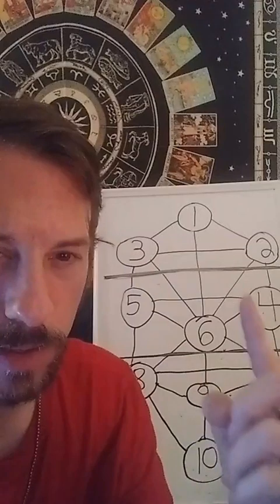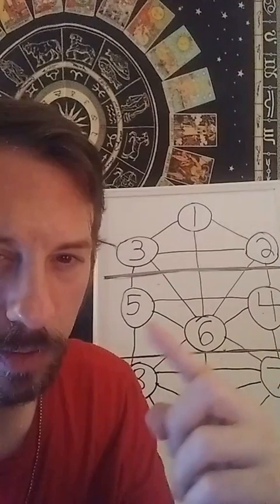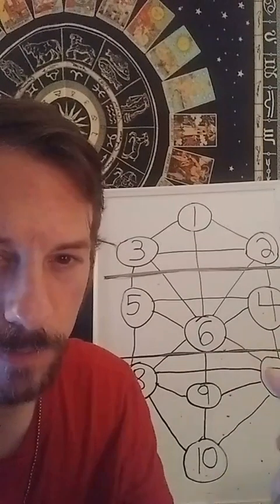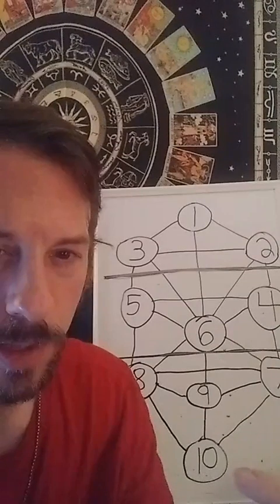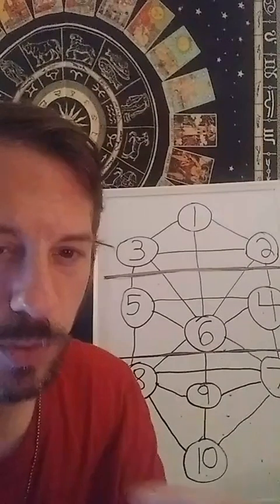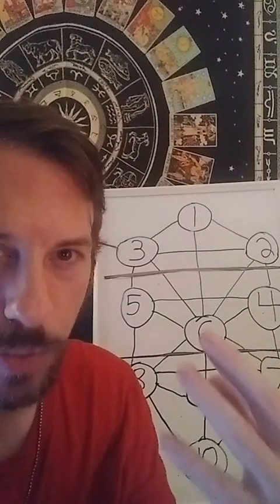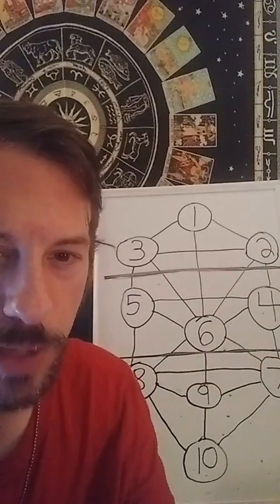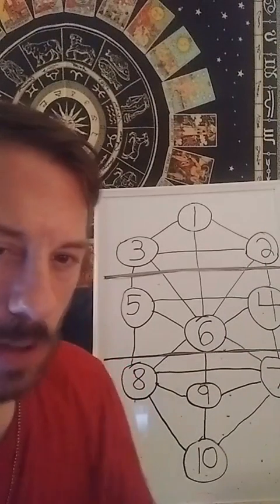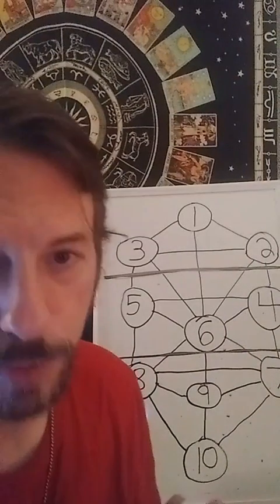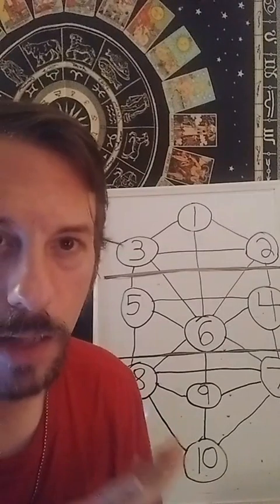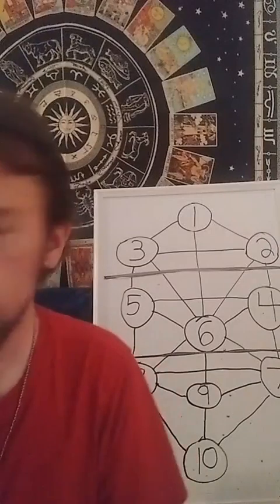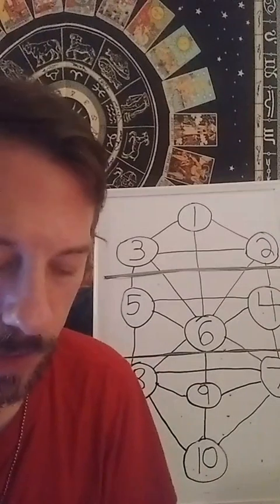You have Saturn, Jupiter, Mars, Sun, Venus, Mercury, Moon, Earth. You have astrological symbols. You have 22 paths. These 22 paths are the 22 major arcana. And those who astral project or do astral travel with the Tree of Life often use the 22 major arcana to travel the paths, okay?